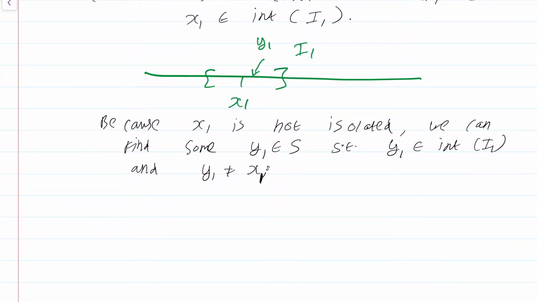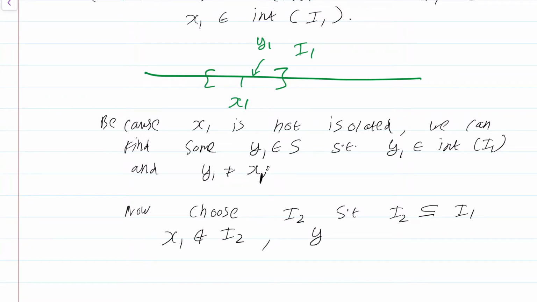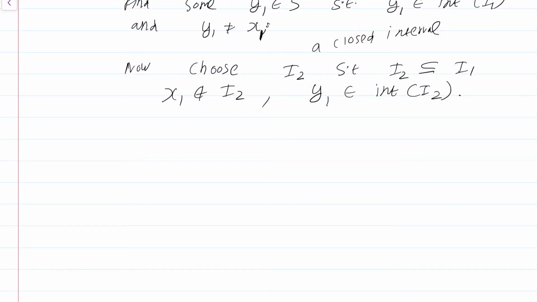Okay. Now choose I2 such that I2 is fully contained in I1, x1 is not an element of I2, and y1 is in the interior of I2. So now we have chosen this I2 such that I2 is a subset of I1 and x1 is not an element of I2 and y1 is in the interior of I2.